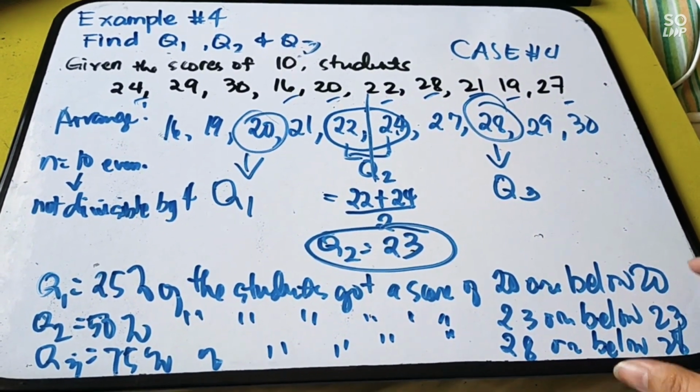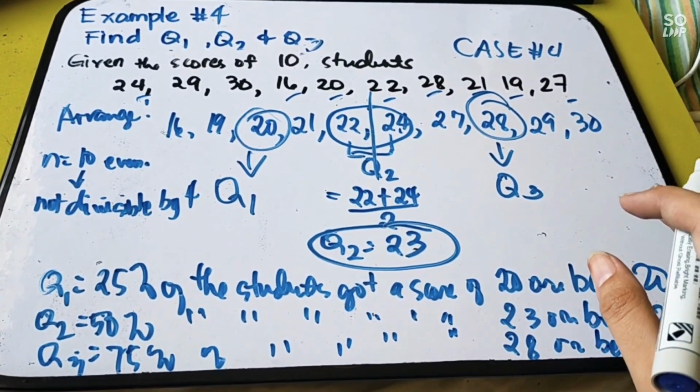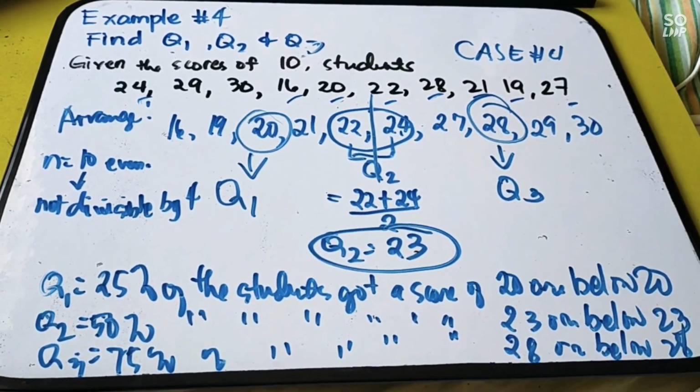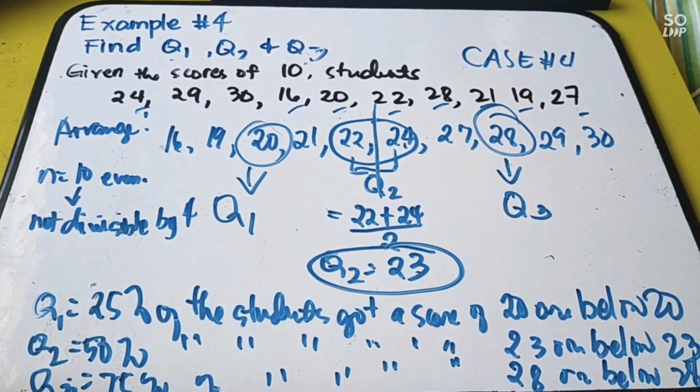So, that is quartiles in ungrouped data. Now, let's move with deciles. Po pala tayong mag-move sa deciles.